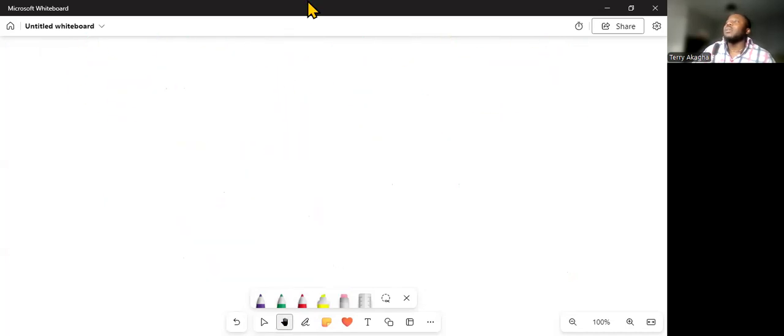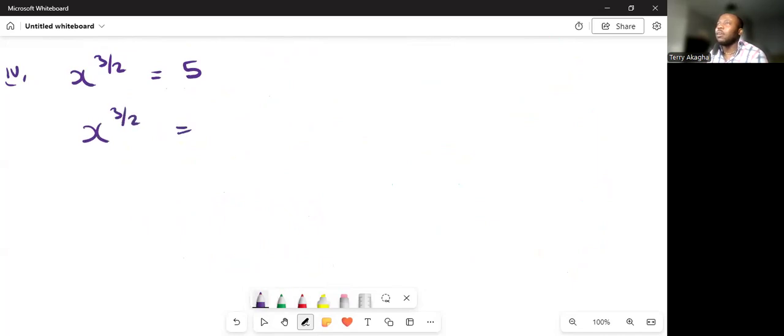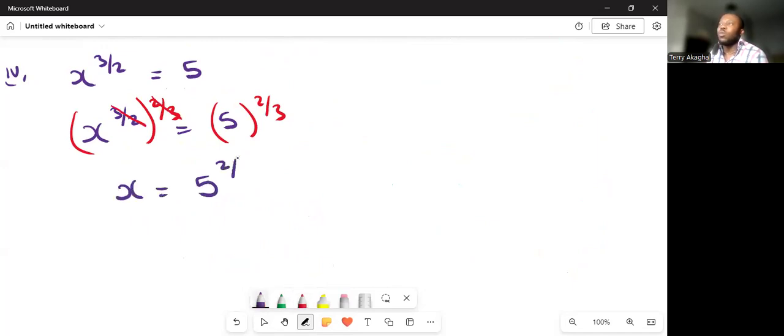All right, let's pick another one. So number 4, we have x to the power 3 over 2 is equal to 5. How do we get rid of this 3 over 2? Very easy. We apply the inverse function. So raise both sides to the power 2 over 3. Are you seeing it? So 3 over 2 times 2 over 3 will cancel out. Are you seeing it? And that will give us x is equal to 5 to the power 2 over 3. And that will be the answer for that. Okay?